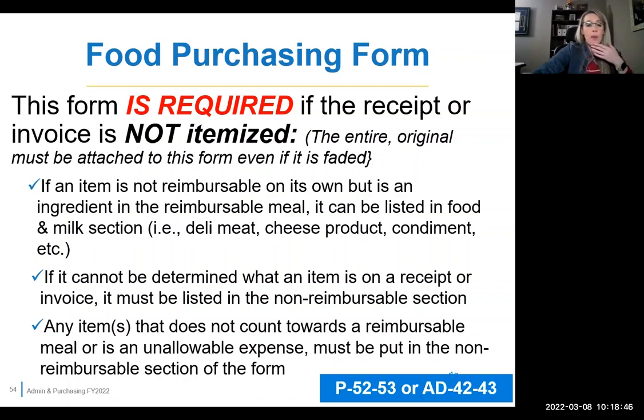Again, we don't have anybody new, but if an item is not reimbursable on its own, meaning maybe you serve sliced cheese that doesn't count, or deli meat that doesn't count, or you give them ketchup, where do you put that on the form? It is an ingredient, or it is something that makes the food taste better, so it can go in the food and milk section. Now, if an item on the receipt cannot be determined as to what it is, then it needs to go in the non-reimbursable section, and I'm going to show you examples of that. And any item that does not count towards the reimbursable meal, or is considered an allowable expense, like if you buy donuts, which are not allowed on the program, would go in the non-reimbursable section.